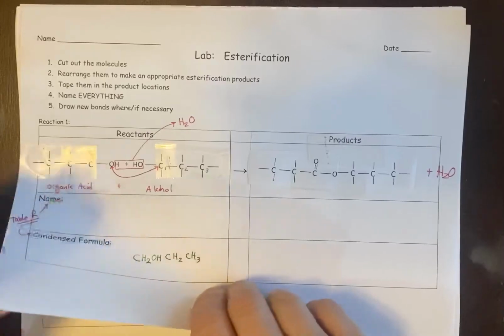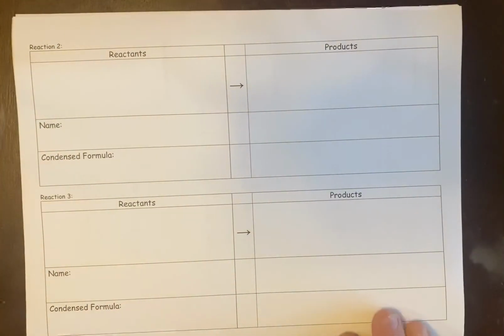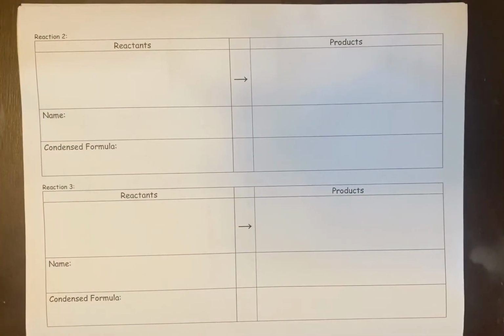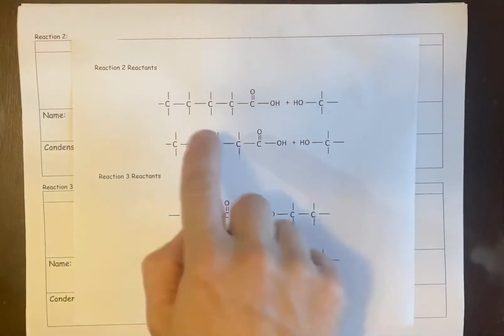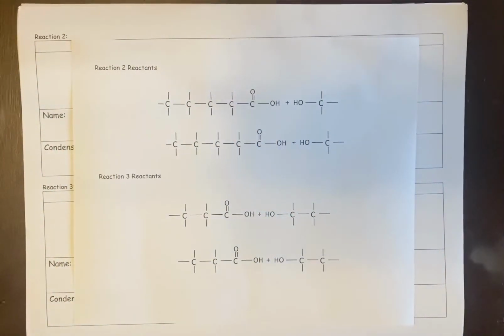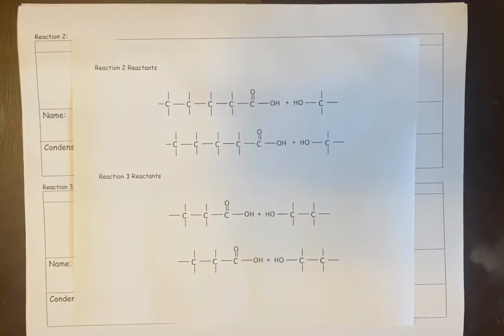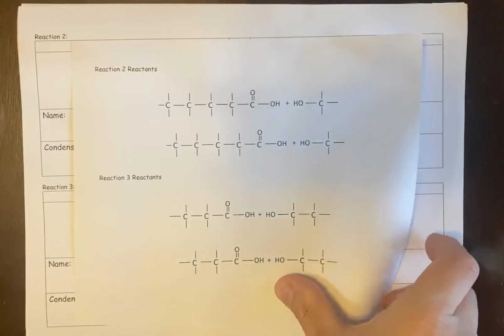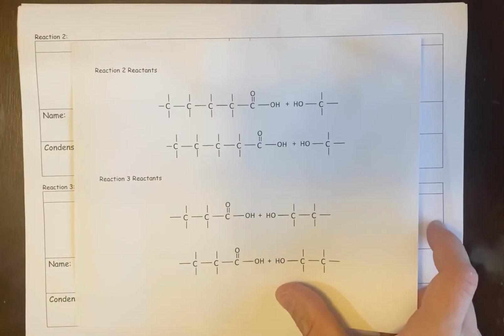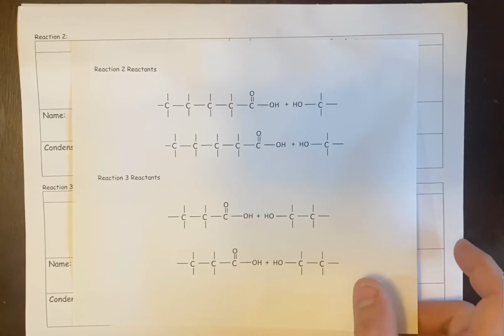You're going to do 2 more reactions on your own. Just be aware, the reason I gave you the sheet with a double set is because one set of the reactants goes in the reactants column. The other set gets cut up and combined to make the products. That's why you have 2 sets of each. One stays exactly the way it is, and the other gets chopped up, rearranged, and taped down into the new compound that you're making.